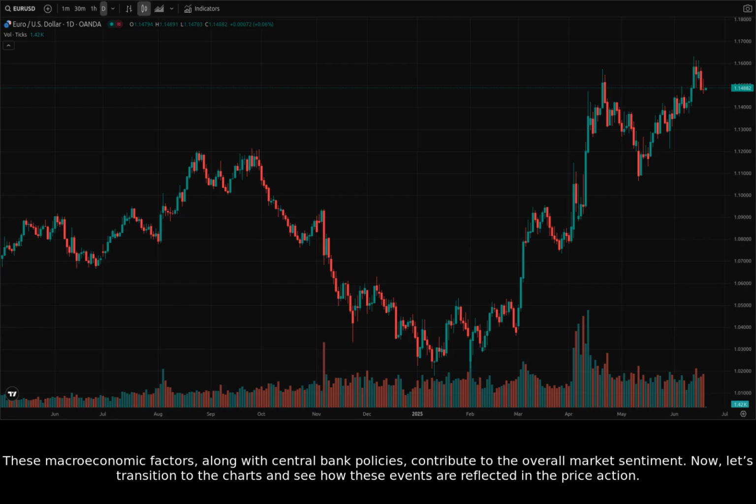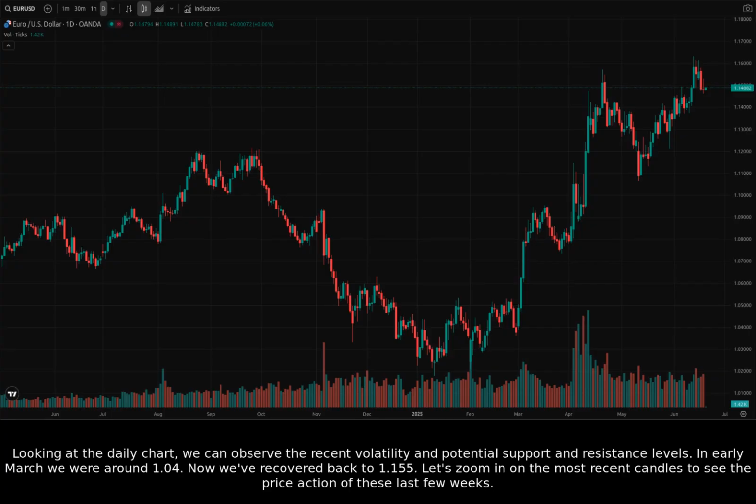Now, let's transition to the charts and see how these events are reflected in the price action. Looking at the daily chart, we can observe the recent volatility and potential support and resistance levels. In early March, we were around 1.04. Now we've recovered back to 1.155.